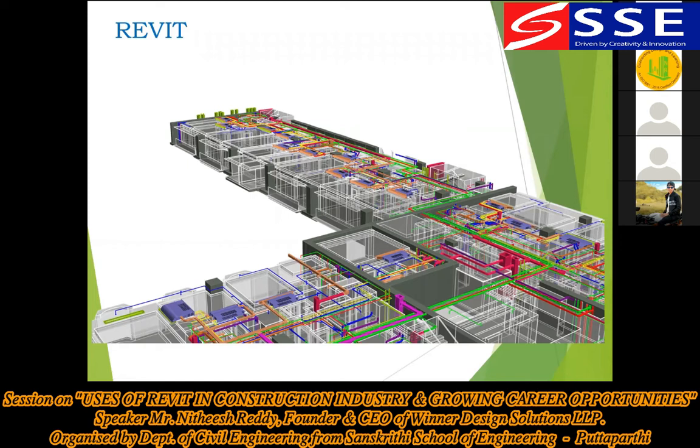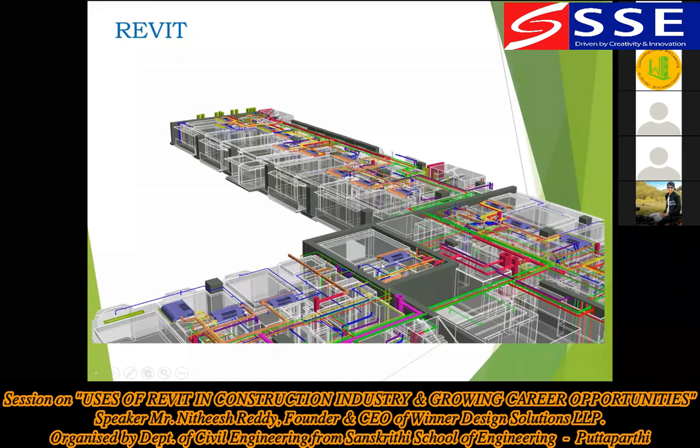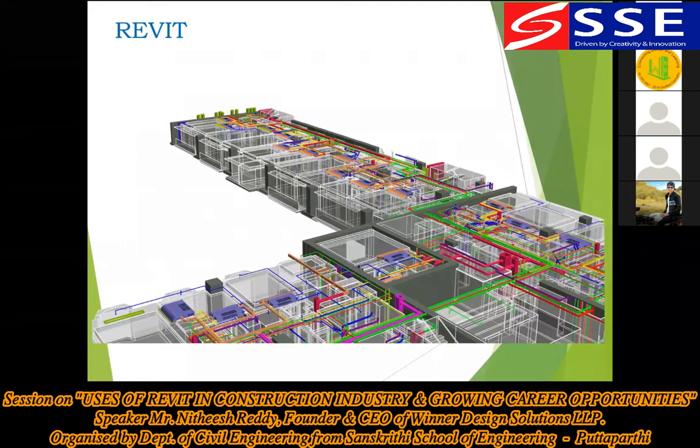The complete centralized AC system can be done using Revit with the same example of this 3D model. Now supply is coming, and the return will be from the return diffuser. Suppose you're cooking in a kitchen. What will a kitchen have? It will have exhaust fans.